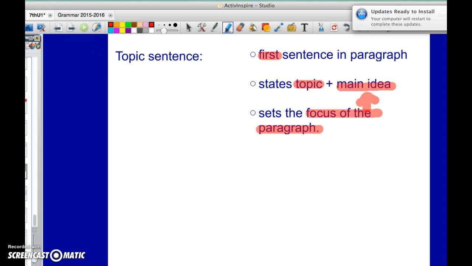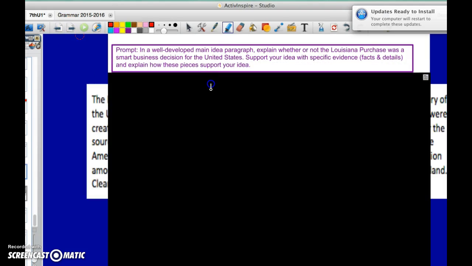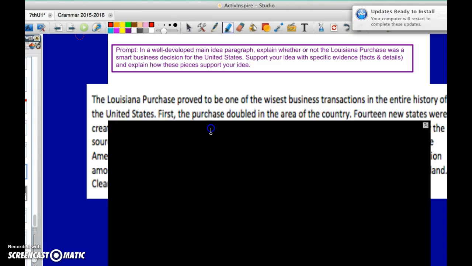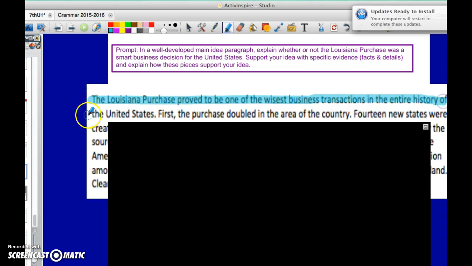Let's take a look at an example of a topic sentence. So for homework last night, you reconstructed a broken down paragraph. And in that paragraph, you were trying to identify the different parts, including the topic sentence, concluding sentence, and some of the other pieces. So we're going to kind of work backwards in this case by looking at an example and thinking about how did someone create this.